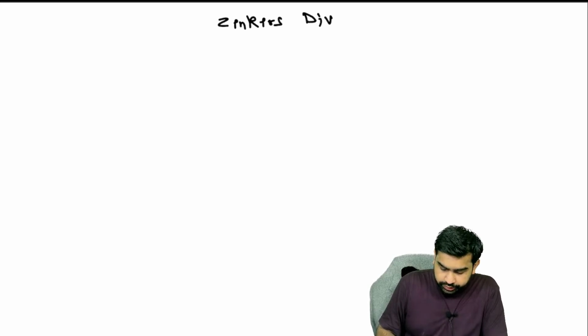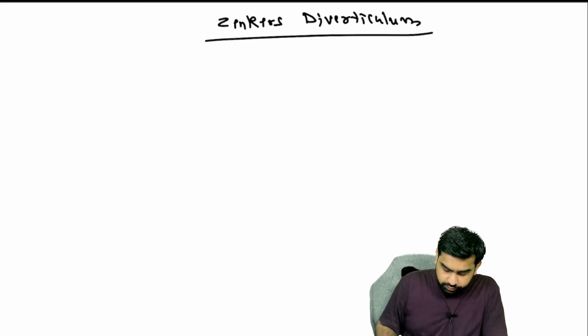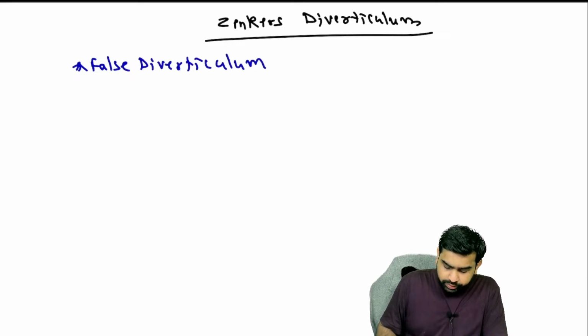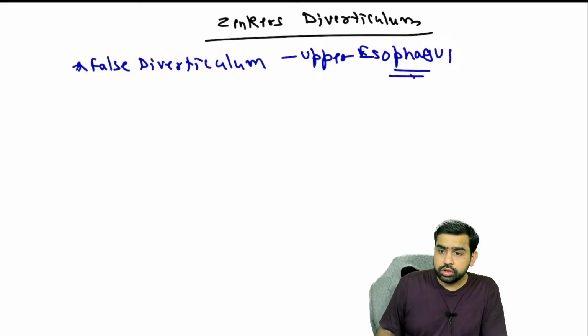Zenker's diverticulum is basically a false diverticulum, which you basically get in the upper esophagus. Okay, so this is your false diverticulum, which you get in the upper esophagus.